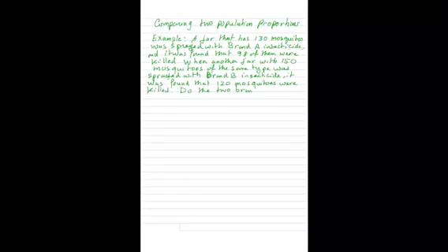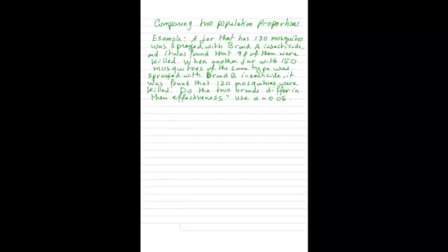All right. The question: do the two brands differ in their effectiveness? Use alpha equal 5%. So we want to know whether the two brands have different effects on killing mosquitoes.